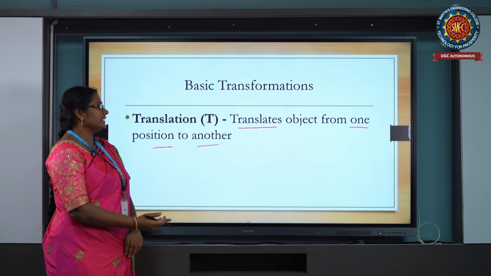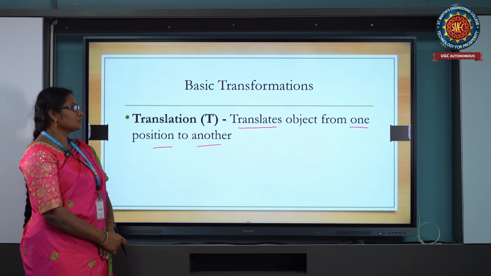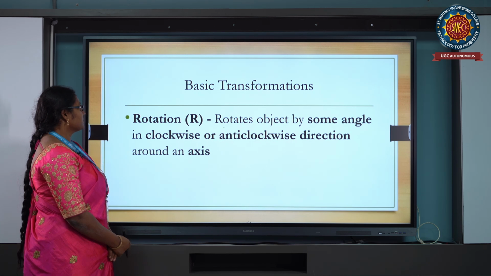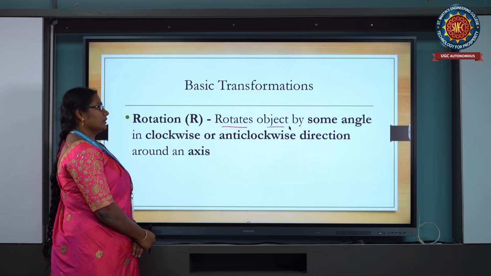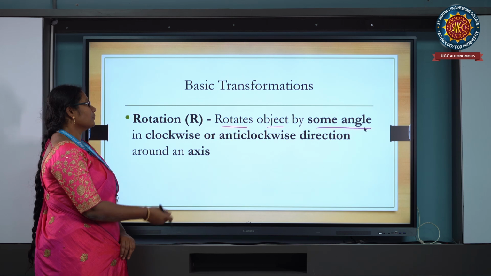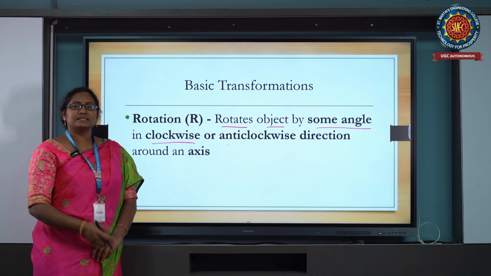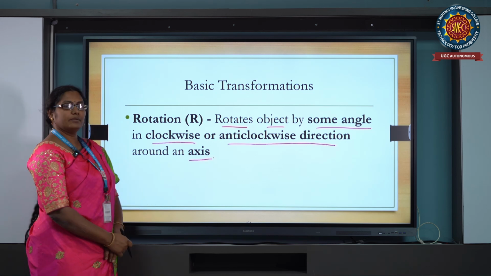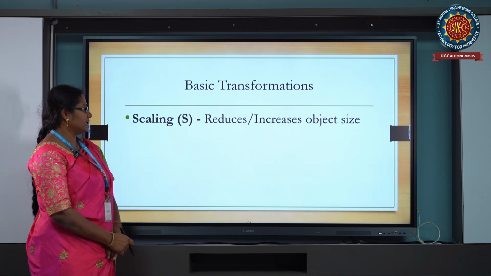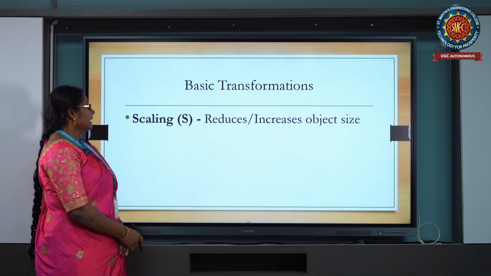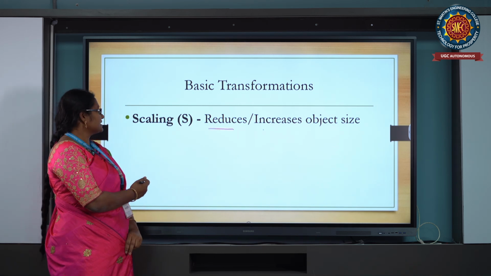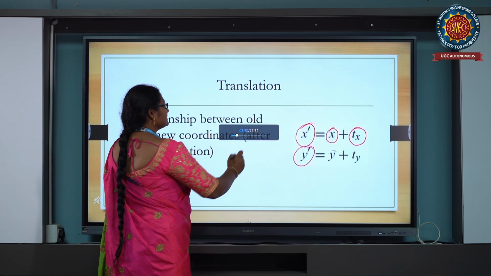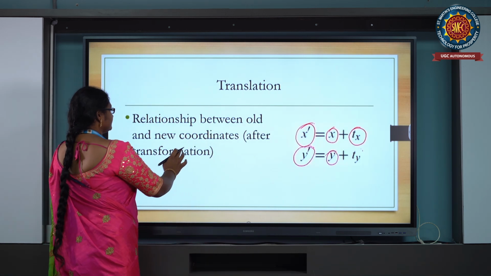So it is translating an object from one position to another position. Okay, so these are basic transformations. Next, rotation. Rotation rotates the object by some angle in a clockwise direction, or you can rotate in an anti-clockwise direction, around the x-axis and towards the y-axis. Next basic transformation is scaling. Scaling reduces and increases the size of the object.